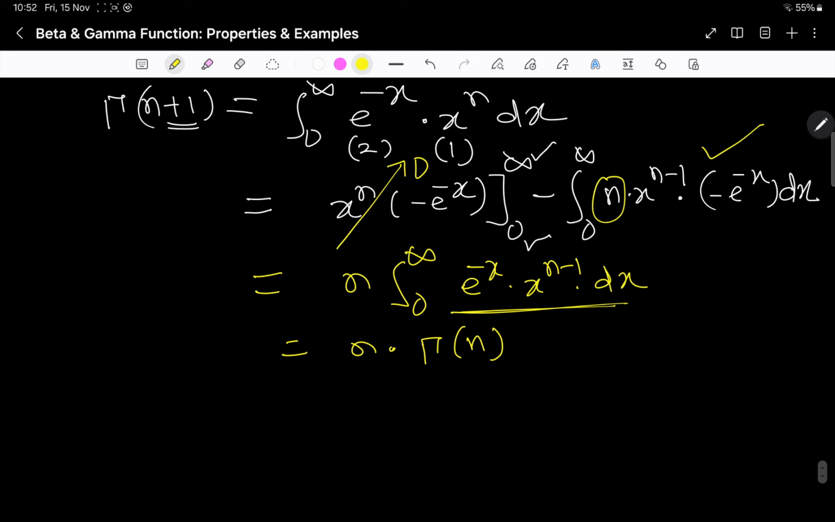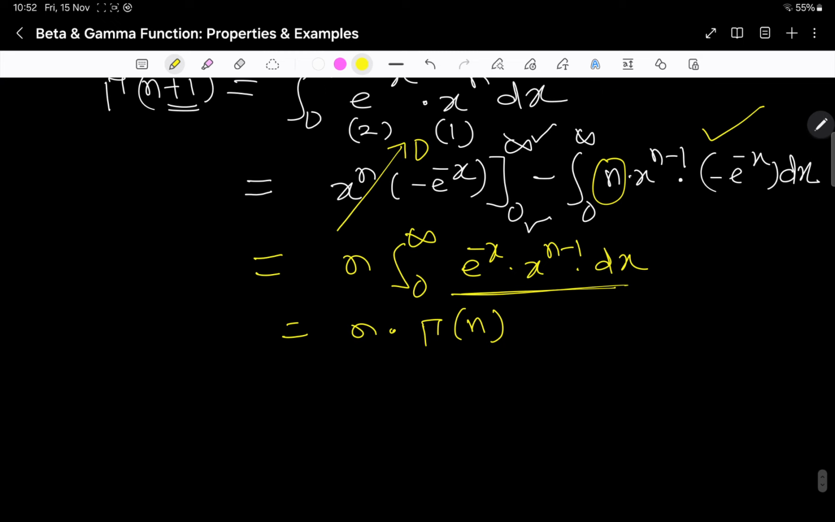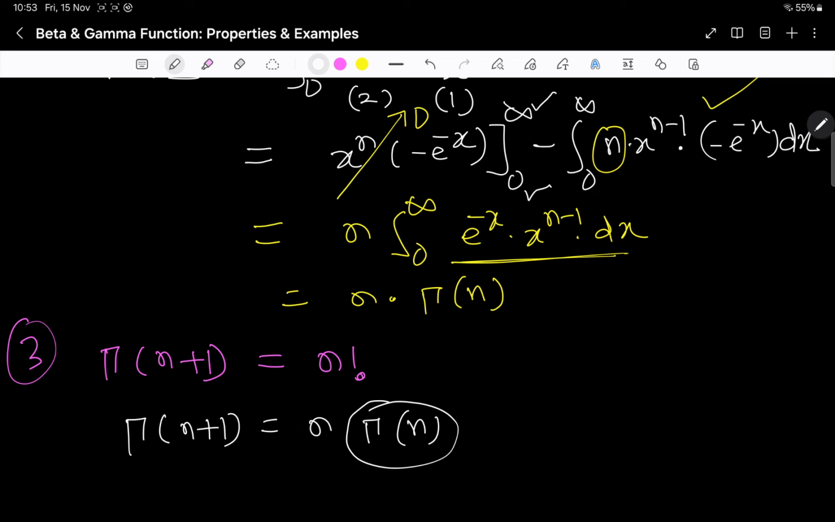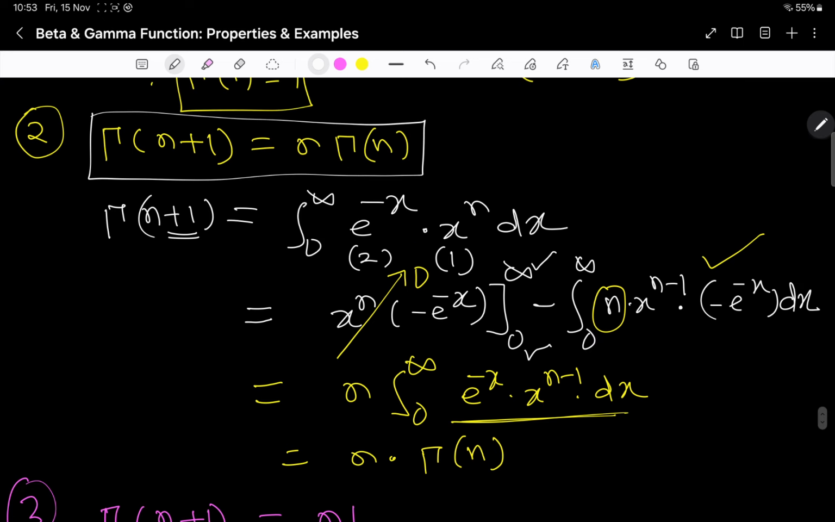So now we use this to show another important property. Gamma of n plus 1 is factorial n. You see, we can prove it. As we see here, gamma of n plus 1 is n gamma n. So now apply this property again here.